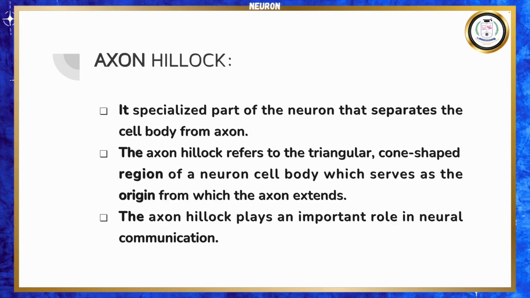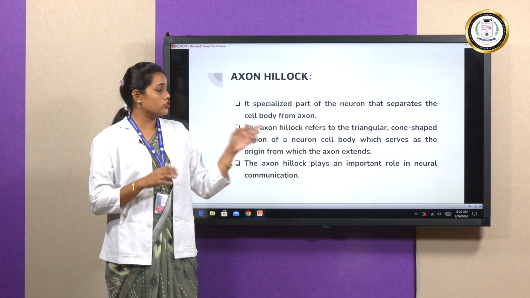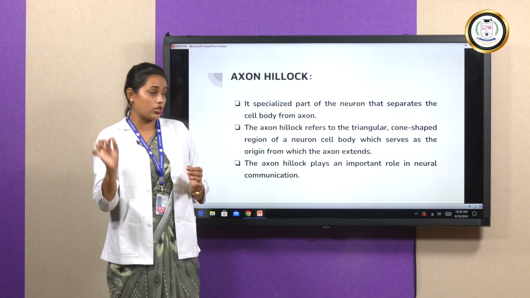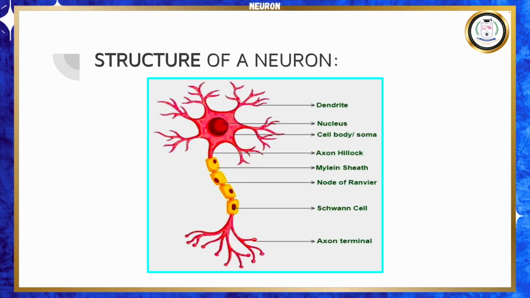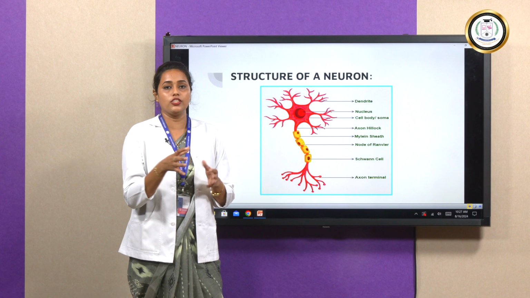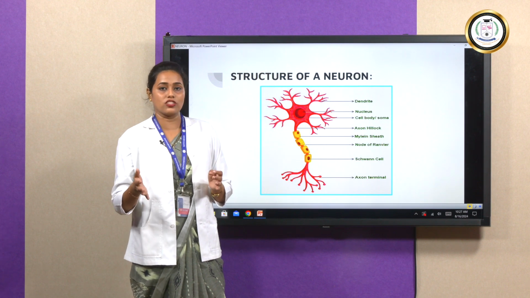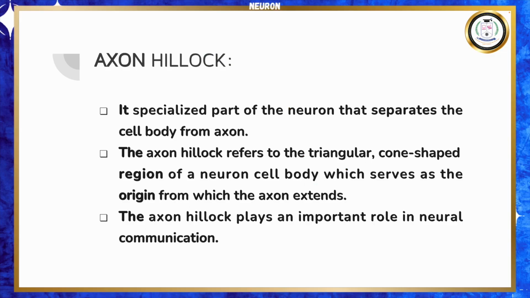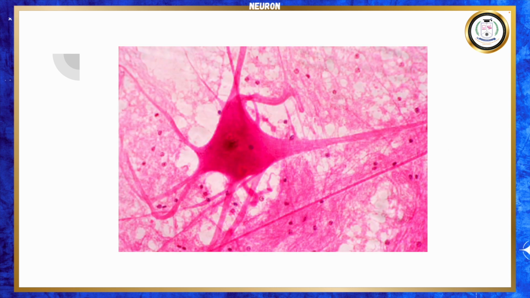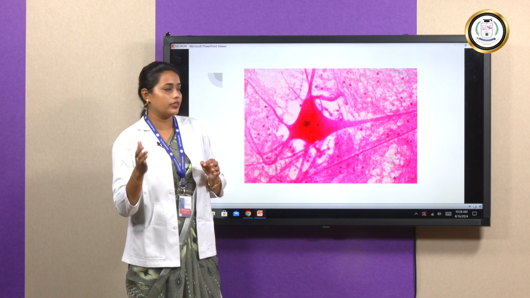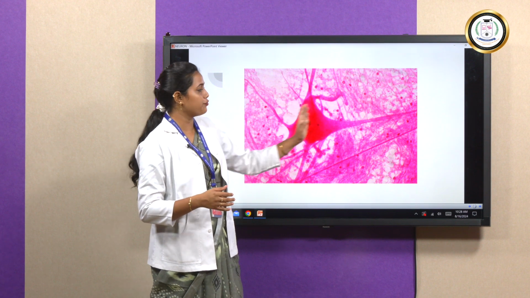Next, we'll start with the axon hillock. It is a specialized part of the neuron that separates the cell body from the axon, as I have discussed before. The axon hillock is a triangular, cone-shaped structure which separates the cell body, that is the soma, from the axon. It is a triangular structure in a conical shape which continues as the axon. The axon hillock plays a very important role in neural communication. So here you can see the cell body extending into the axon, and here you have a triangular conical structure called the axon hillock, which separates the cell body from the axon.